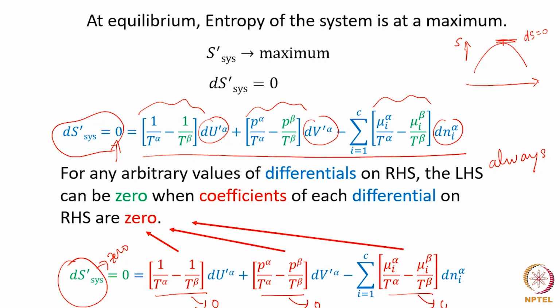Okay, so we can immediately see that the first condition is that T alpha is equal to T beta, and by substituting that in the second condition, we see that P alpha is equal to P beta, and again by substituting T alpha is equal to T beta here, we see that mu I alpha is equal to mu I beta. These are the conditions of equilibrium as we have seen from this derivation.